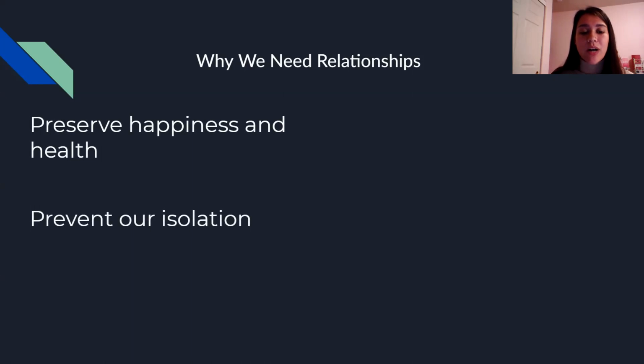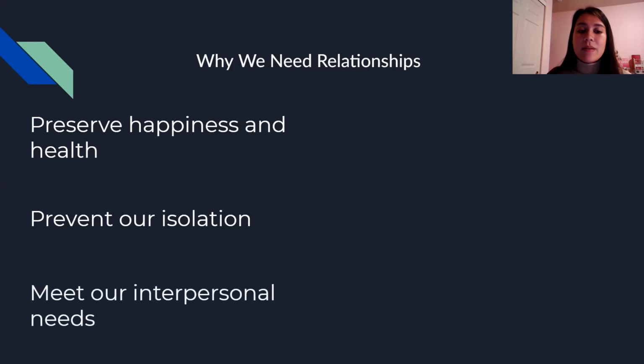Relationships prevent our isolation. We need this person-to-person contact. Without it, our urge is to end loneliness and isolation. For example, a hermit will hallucinate that someone else is with them. Relationships meet our interpersonal needs, namely the need to feel included, the need for a relationship to allow for control to an extent, and the need for affection.